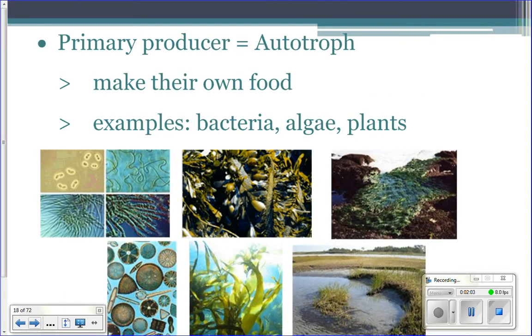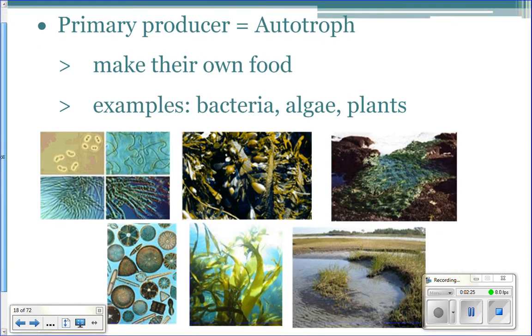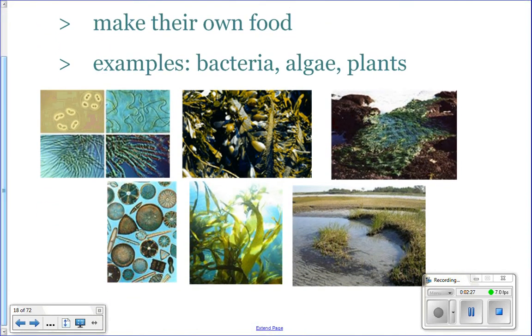Because scientists like to name things, we name all of our trophic levels. The lowest trophic level, the things that we've been calling autotrophs that make their own food, we call primary producers. So they make their own food. Examples of autotrophs, primary producers in the ocean, are things like bacteria and diatoms. And algae, like seaweeds, and also some plants. So you've got marsh plants and actual seagrasses themselves. So you've got different kinds of primary producers.